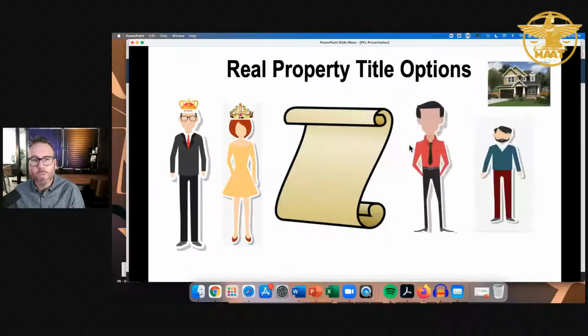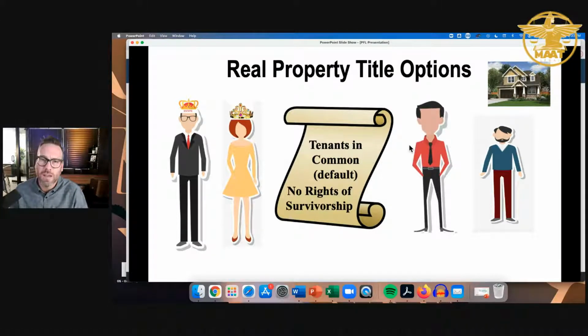So if there's multiple owners of a property, that's with more options. Now, by default, whenever there's multiple owners of a property, it's going to be tenants in common. Whether it says this on the deed or not, there's a presumption that it's tenants in common unless it clearly says otherwise. So with tenants in common, there's no rights of survivorship.